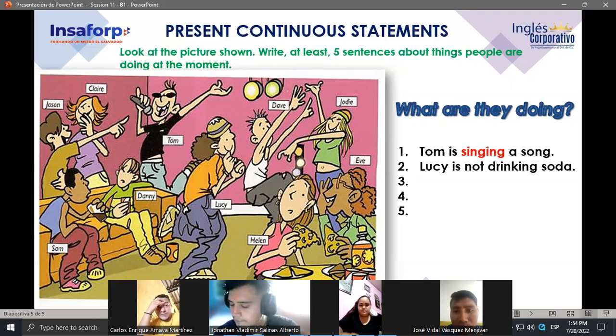And now it's your turn. 5 sentences. You can use affirmative and negative. Affirmative and negative. I will give you some time. Go ahead, go ahead. Your notebooks first.